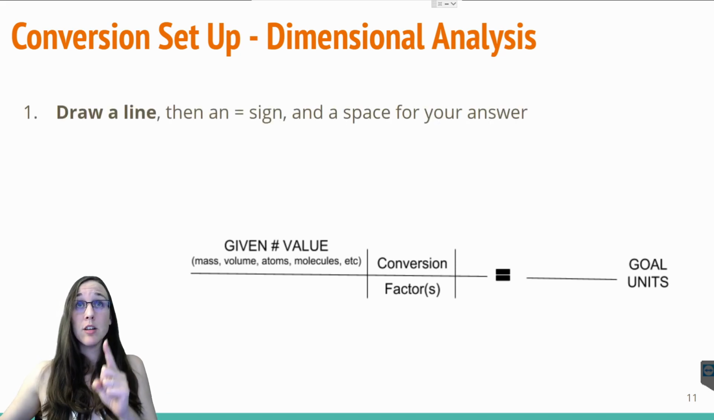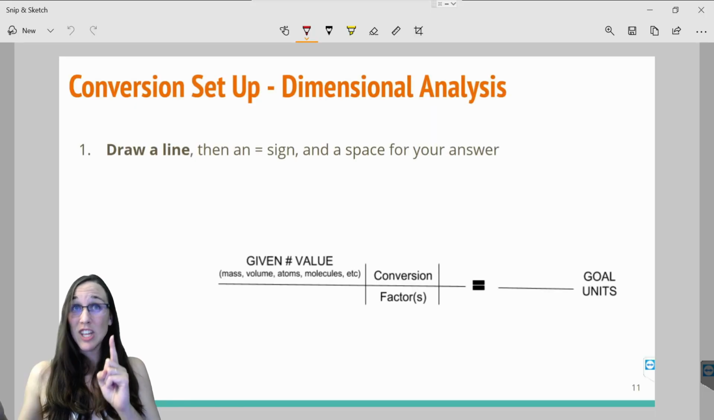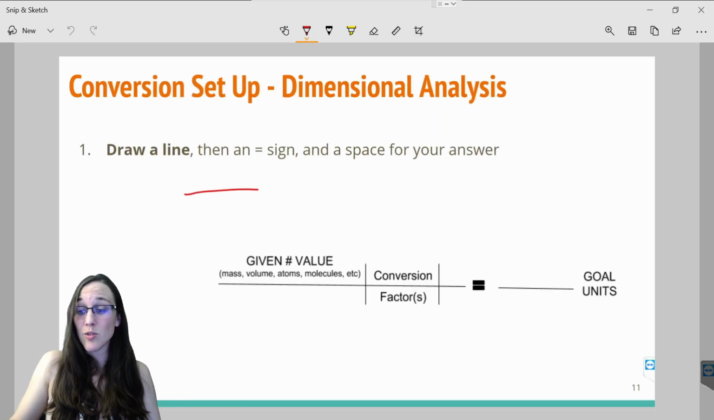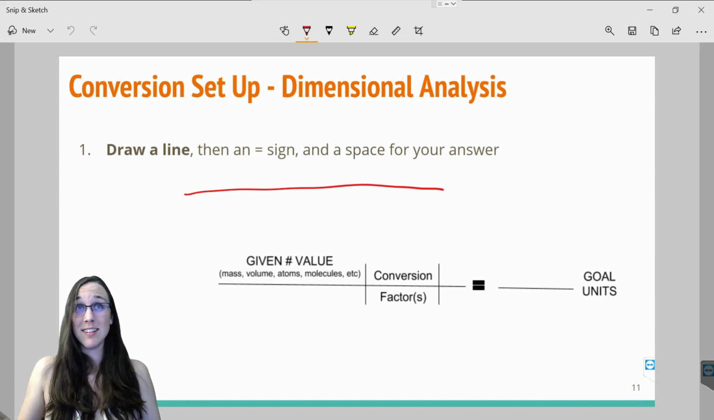First step, draw a line, and then an equal sign and a space for your answer. In other words, you're literally just going to draw a line. Half the battle has begun. You have drawn a line. There is something on your blank paper. It's better than staring at nothing.